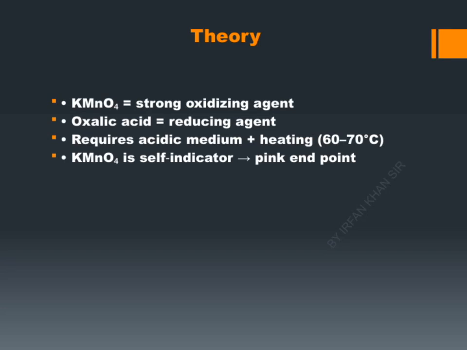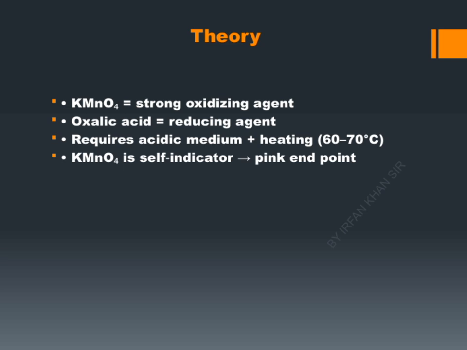Let's talk about the key reagents involved here. First, KMnO₄, or potassium permanganate, is a strong oxidizing agent. That means it has a powerful ability to accept electrons and cause oxidation in other substances. On the other hand, oxalic acid acts as a reducing agent, meaning it donates electrons and gets oxidized itself. Now, for this reaction to proceed effectively, it requires an acidic medium. The acidity helps facilitate the transfer of electrons, making the redox process smoother.